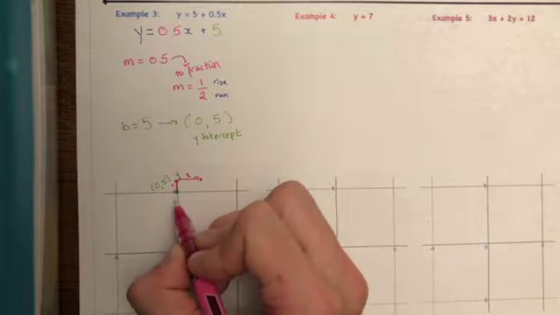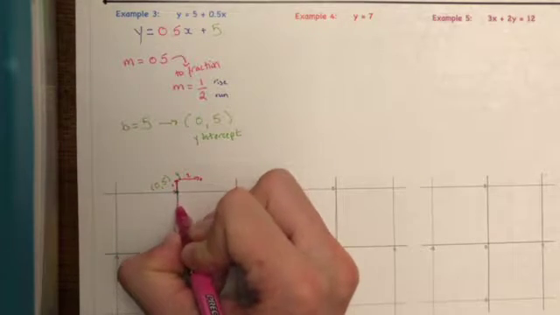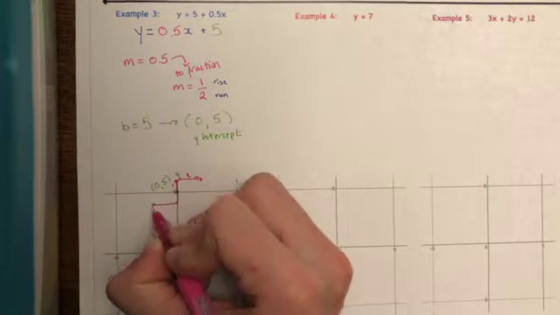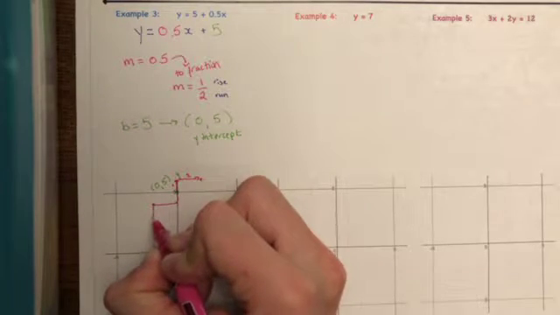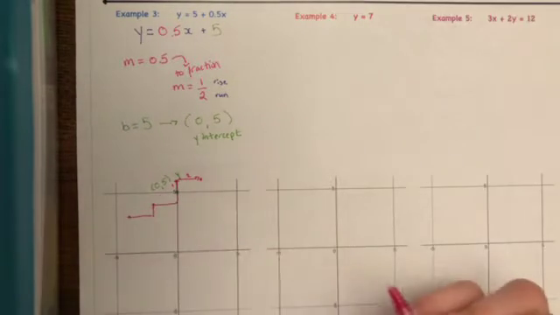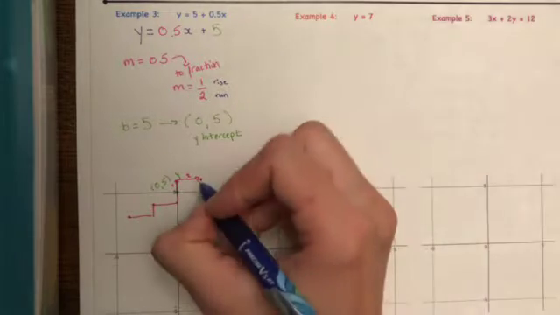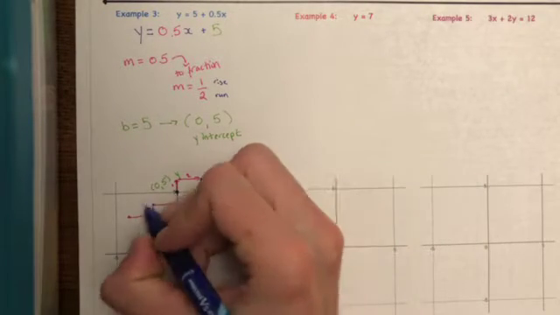And then I can do the same thing backwards to help me out. So down 1 and over 2 to here. Down 1 more and over 2 to here. And now I've got a couple of different points that I can start to plot.